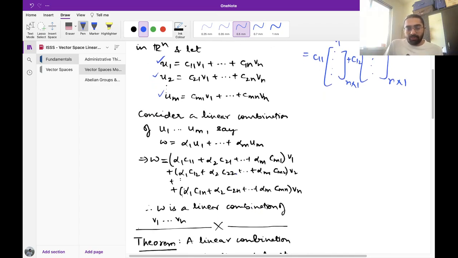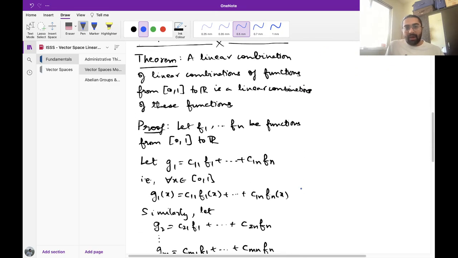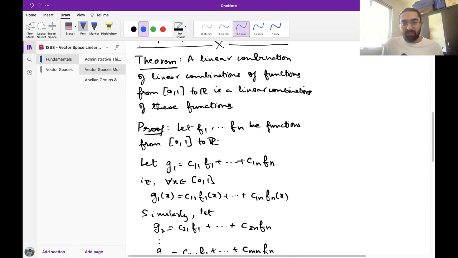Very straightforward proof, right? I have a linear combination of vectors. If I take the linear combination, the vector I get is again a linear combination of the original vectors in the first place. Okay, so this is fine. Again, a straightforward thought process. Fine. Next, let's say I have another theorem, for example, in the space of functions.